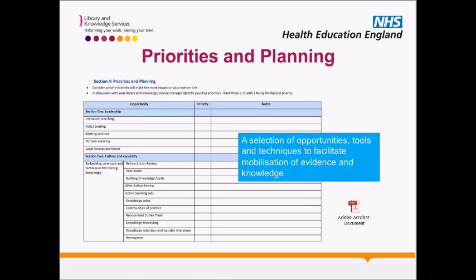The final section of the self-assessment tool is a priorities and planning area. This is an opportunity for the librarian as facilitator to present a range of opportunities to help the team or organisation to develop, and that is what forms the basis of an action plan.